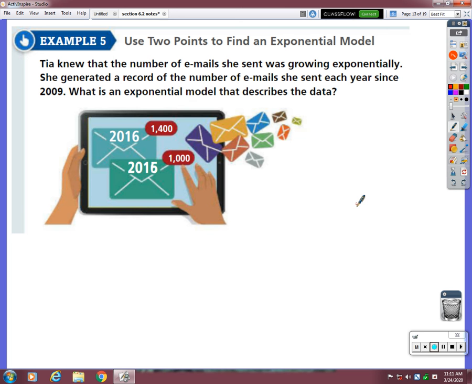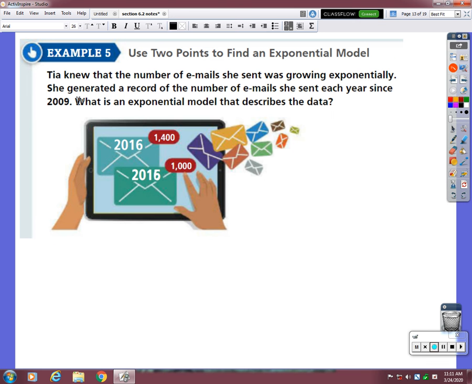So in this case, somehow Tia knew ahead of time that the number of emails she sent was growing exponentially. And so the number of emails she sent was growing exponentially? Really? That's what you've come up with?